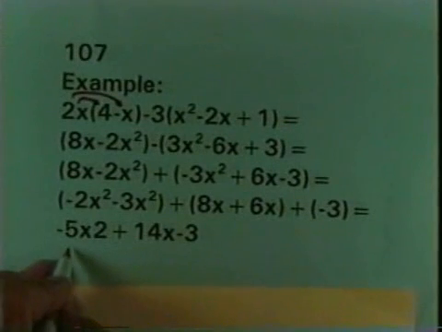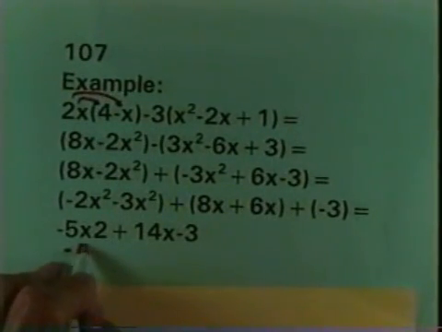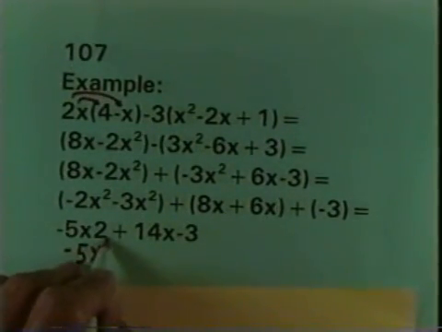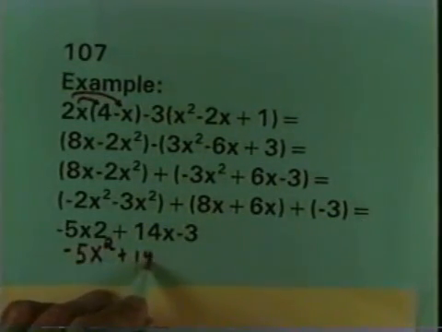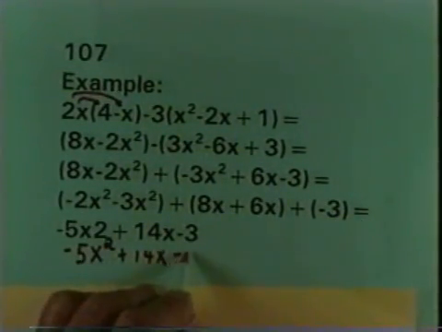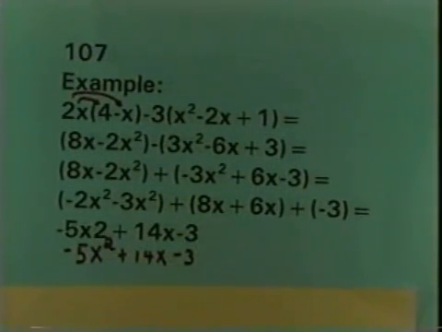So this should be written as a negative 5x squared plus 14x minus 3.